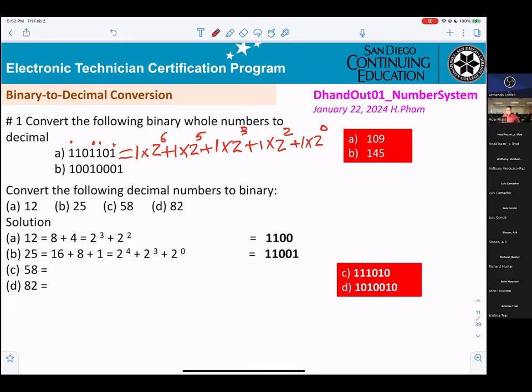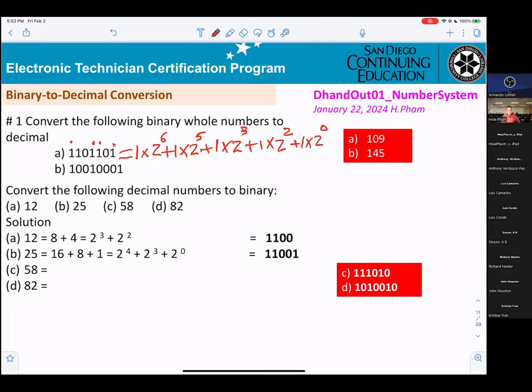Did anyone do it to make sure I get the right answer? I got it. Yeah, I got 109. 109, right? So the next one, the answer will be 145. That means you can get a binary number and you want to convert it into decimal. No big deal. Okay.